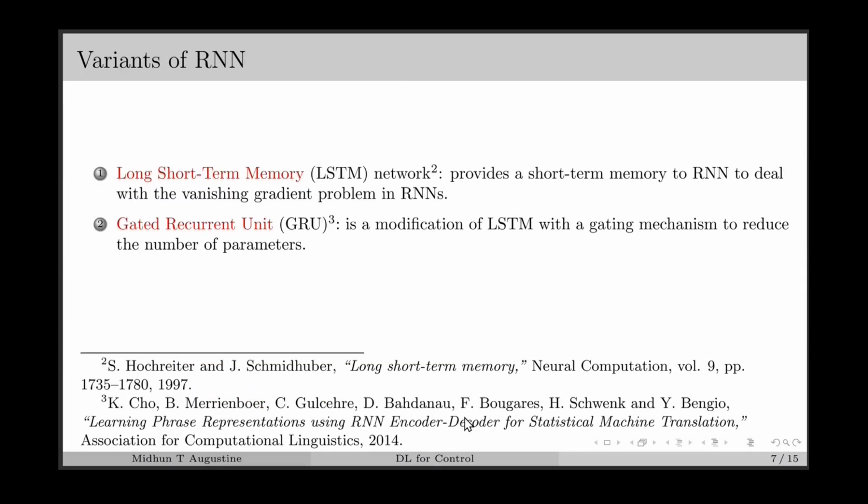Popular variants of RNN are the long short-term memory or LSTM network, in which the length of the memory or the history in the model can be adjusted, which provides a short-term memory to RNN to deal with the vanishing gradient problem. And we can also have the gated recurrent unit or GRU, which is a modification of LSTM.